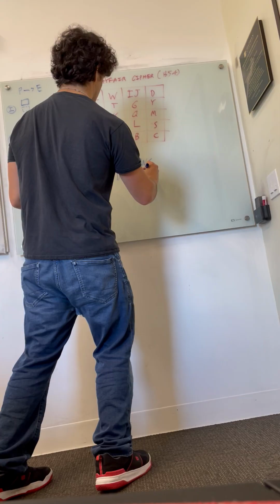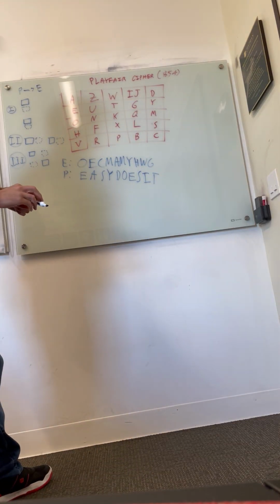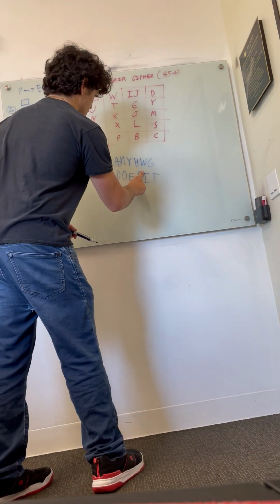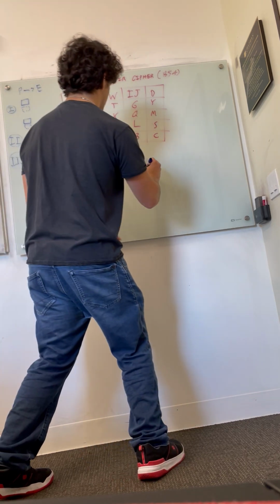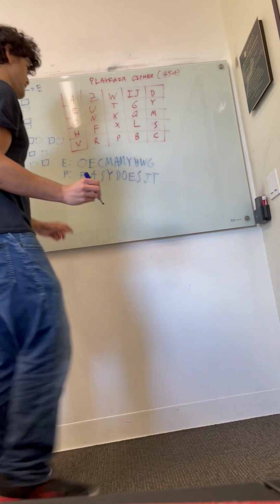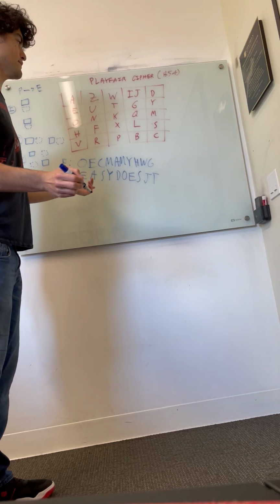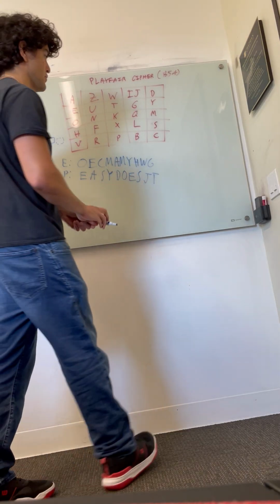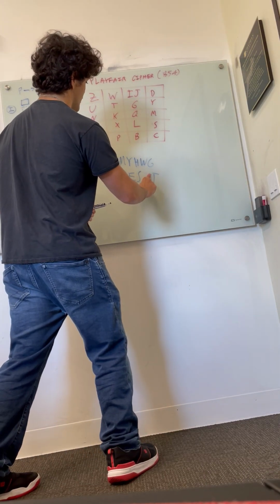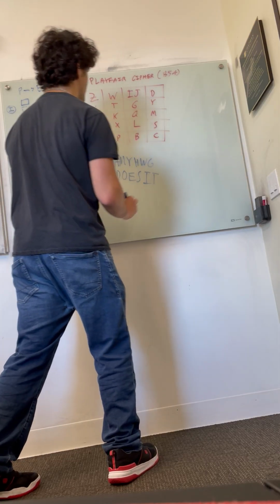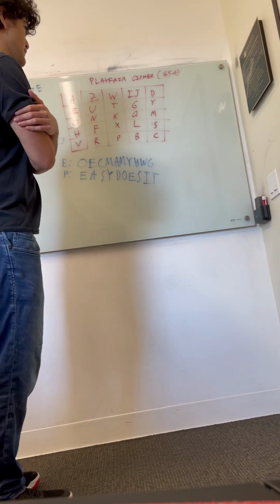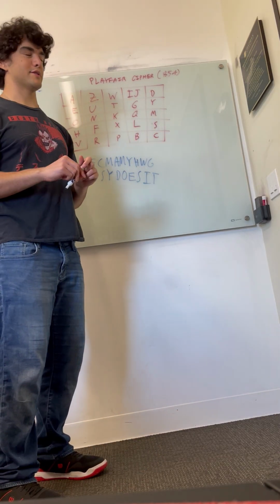IT, right? And for this one, obviously, this is a good example of reading the context here, right? If this is trying to say easy does it, it's not gonna say easy does JT, so we know it's gonna be an I here, not a J. And yeah, that's the Playfair Cipher.